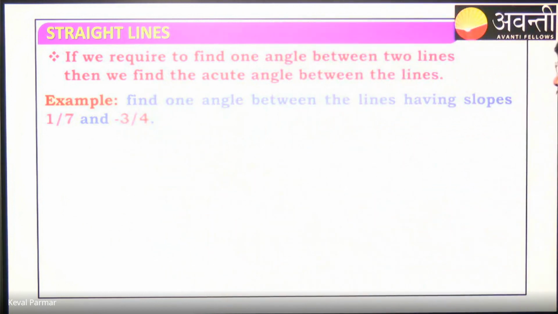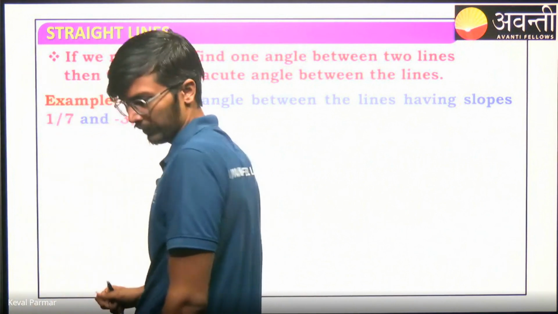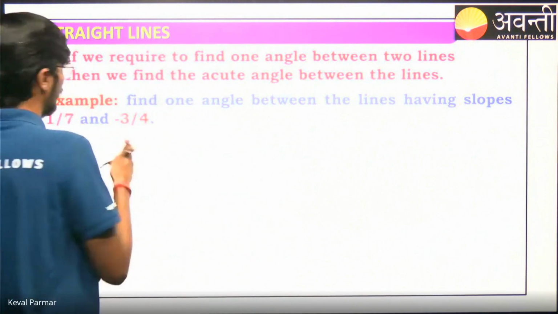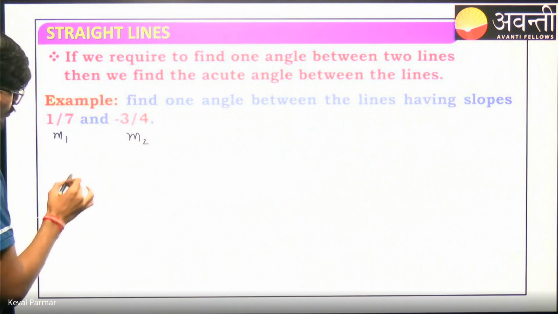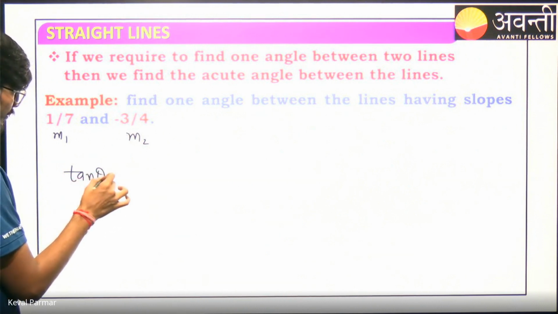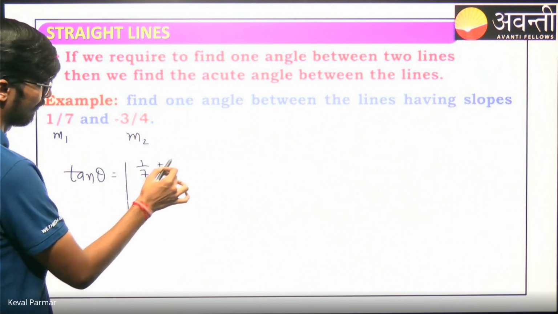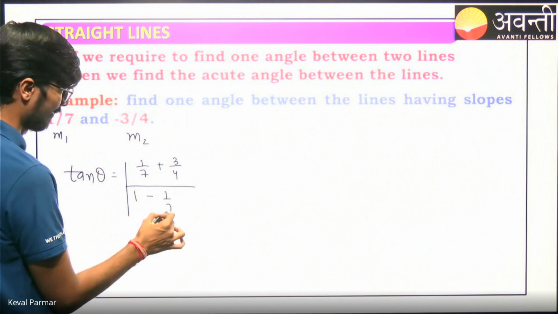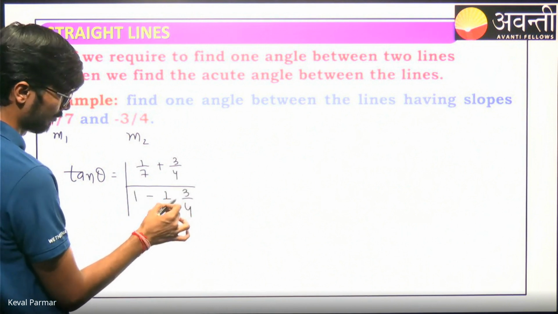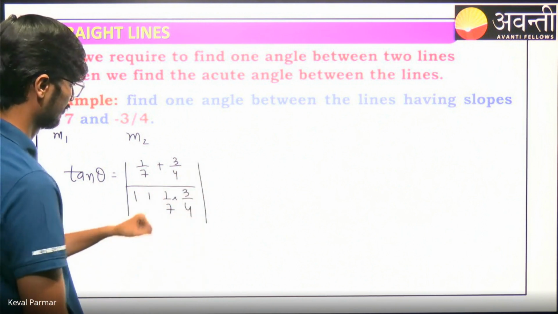Let's look at this one. Find the angle between lines having these slopes. Let's say this slope is m1 and this slope is m2. So what was tan theta for the acute angle? It is mod of m1 minus m2 upon 1 plus m1 into m2. So this will become plus 3 by 4 upon 1 minus m1 into m2. This was minus, this will become plus. No, it will become minus, no? 1 plus.